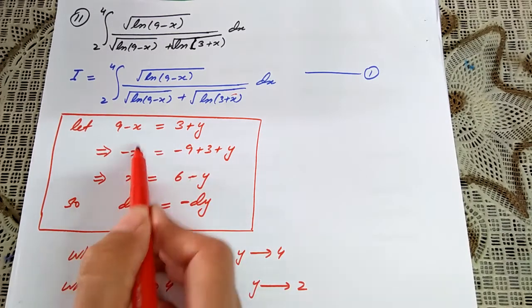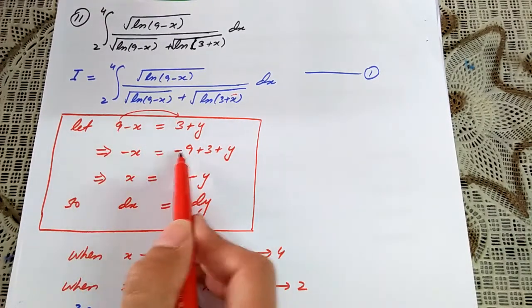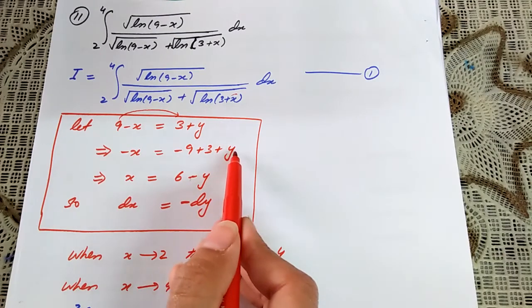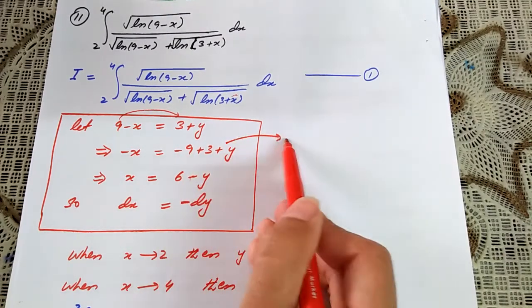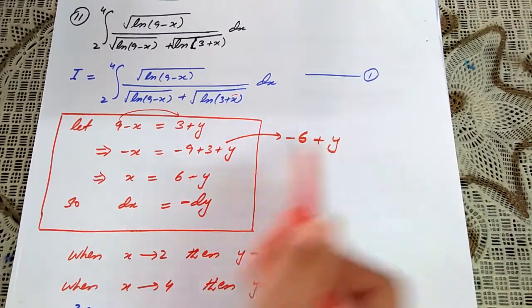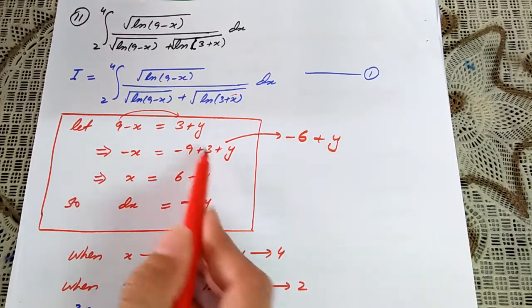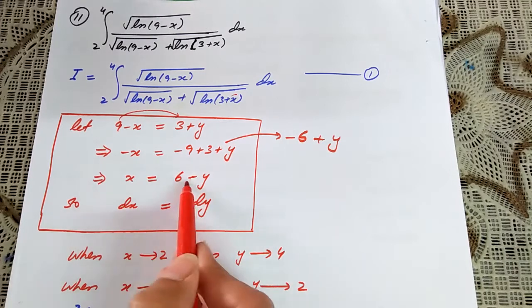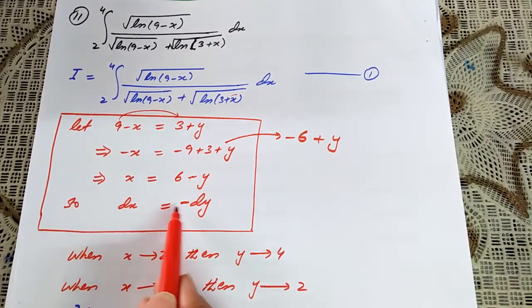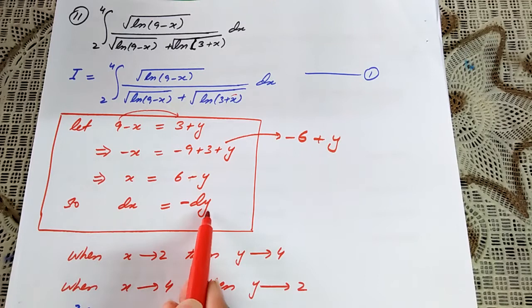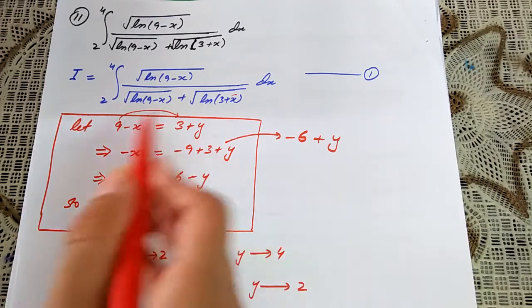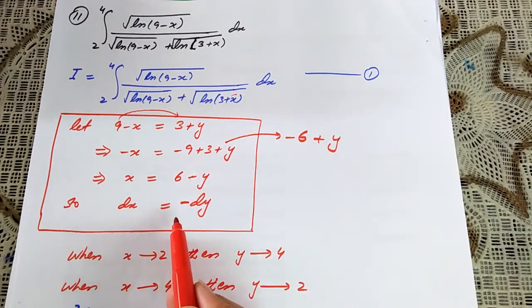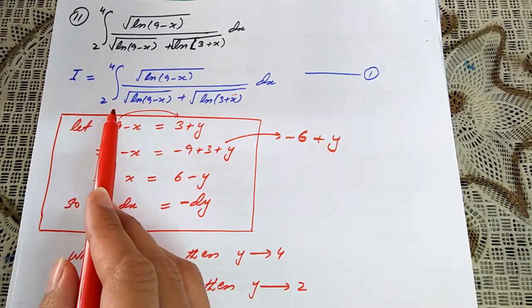So negative x will be, moving this 9 to the other side, negative 9 plus 3 plus y. So I will get negative 6 plus y. Move this negative sign to the right side and change the signs, and you will get x equals 6 minus y. Now the derivative on both sides will give us dx equals negative dy. This is your substitution. Now we need to change the limits of integration as well.